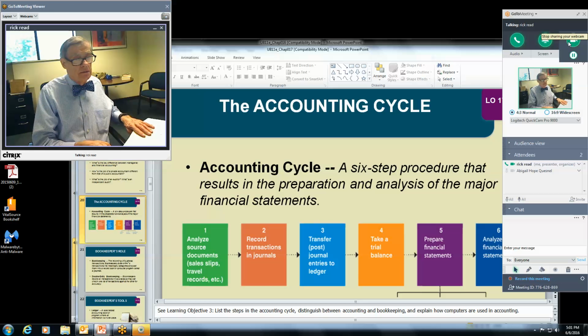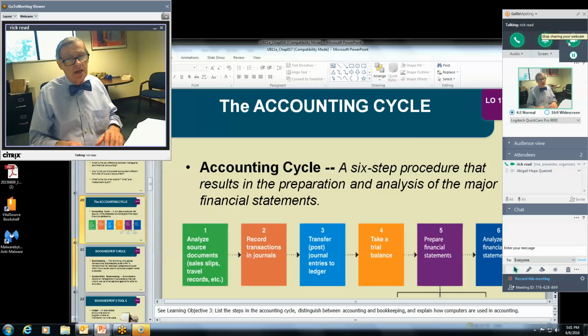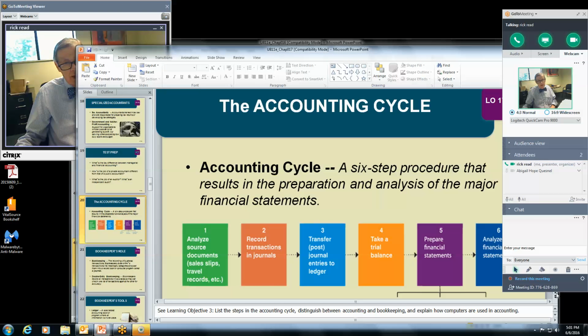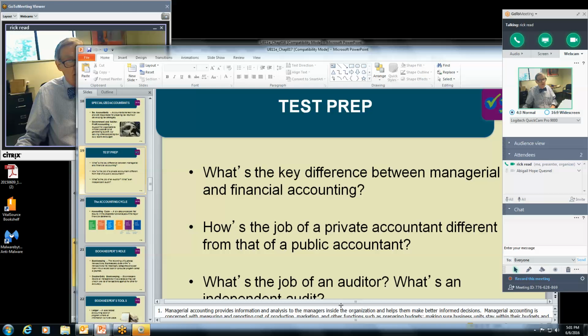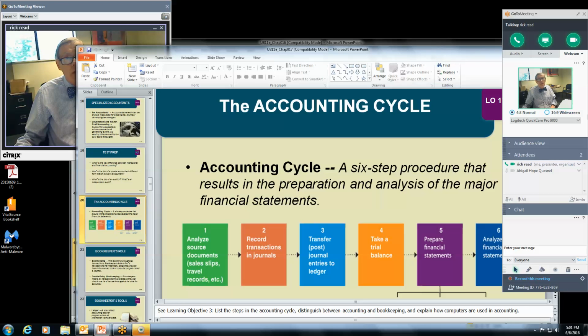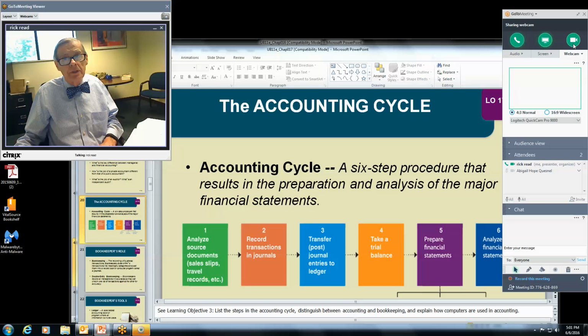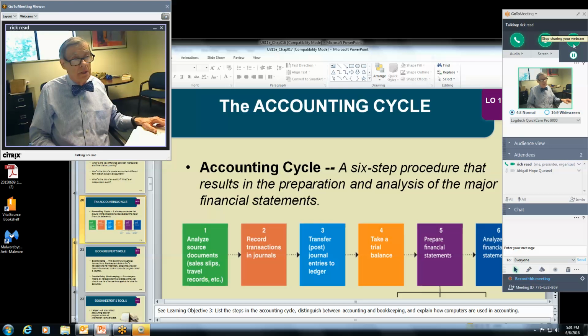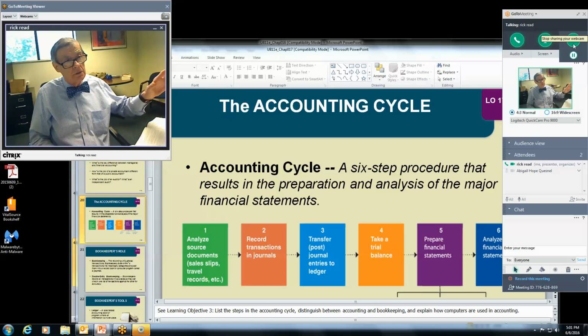Now, the steps 4, 5, and 6, and I apologize, I can't scroll down, or at least I don't think I can. No, I can't. Yeah, I didn't want to go there. As you cannot see, but you can see at the top of page 480, in the preparation of the financial statements, you have the balance sheet, the income statement, and then the statement of cash flow. We talked about those a little earlier. Three key financial statements.